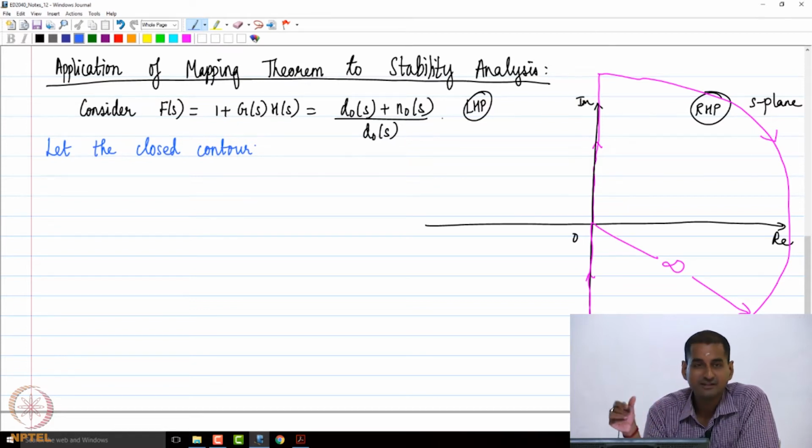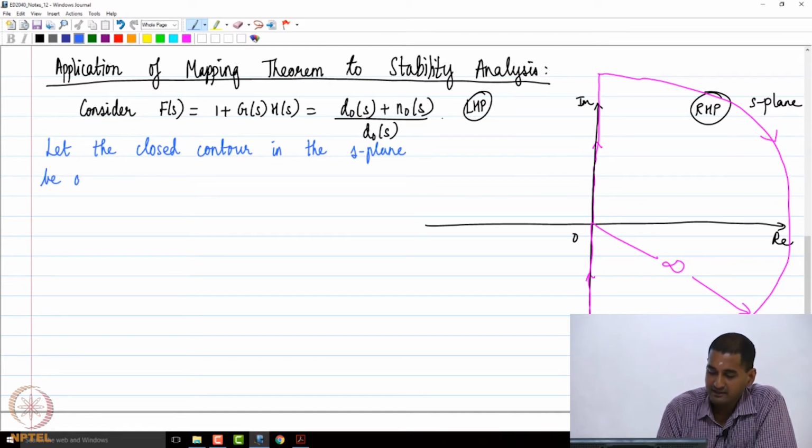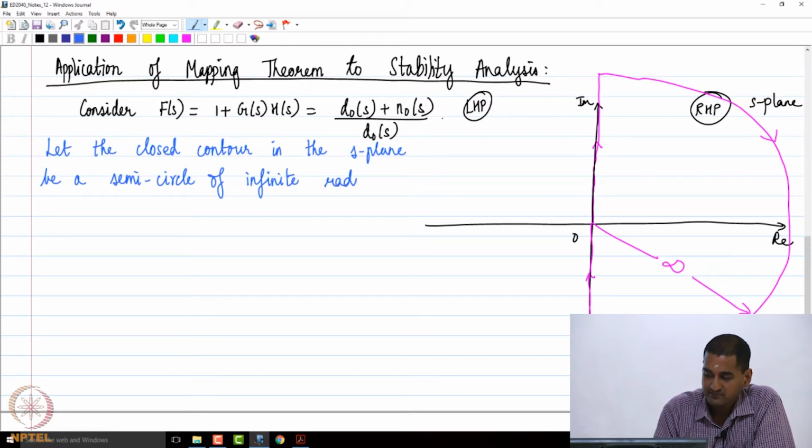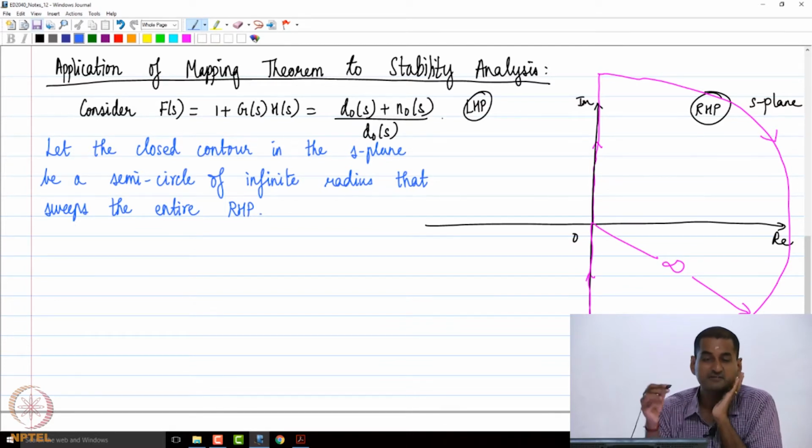So we will say, let the contour in the S plane be a semicircle of infinite radius that sweeps the entire right half plane. Okay, that's the closed contour in the S plane.